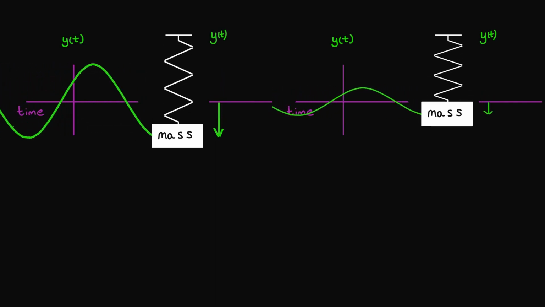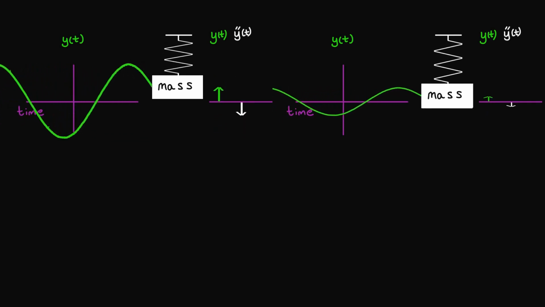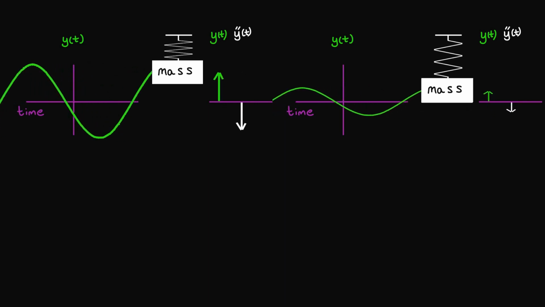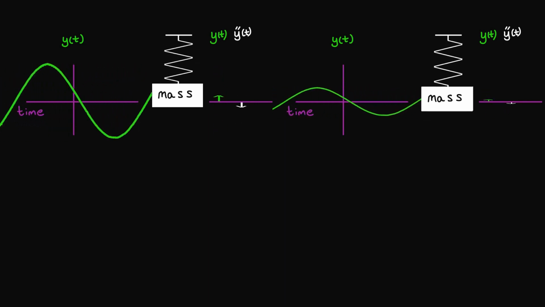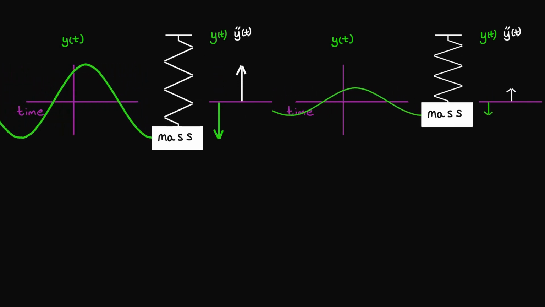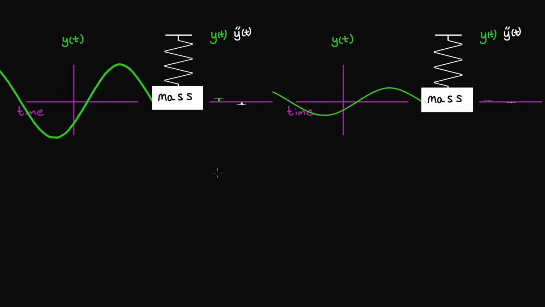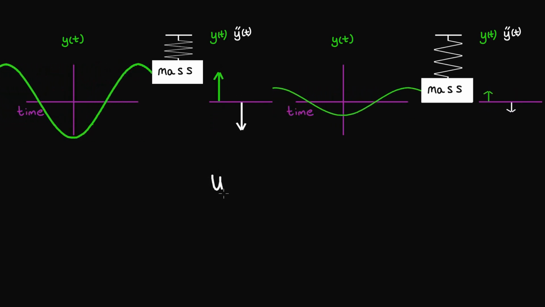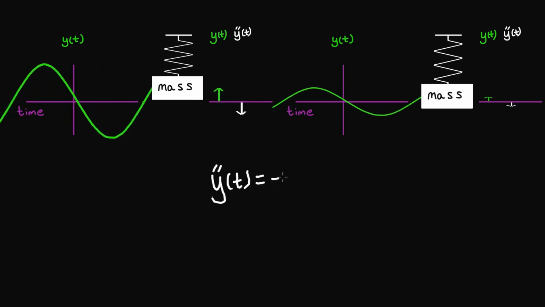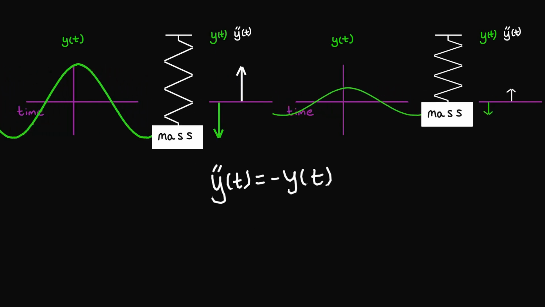The arrows representing the heights are different, but if we include the acceleration, in both cases, y double prime of t is equal to negative y of t. Even though the functions are different magnitudes, the one on the left is much larger than the one on the right, we still have this relation between the function and its second derivative. Both systems satisfy the differential equation y double prime of t is equal to negative y of t, and yet the resulting function is different.